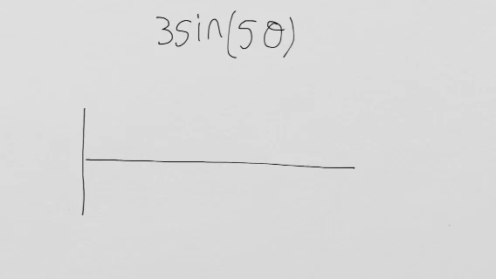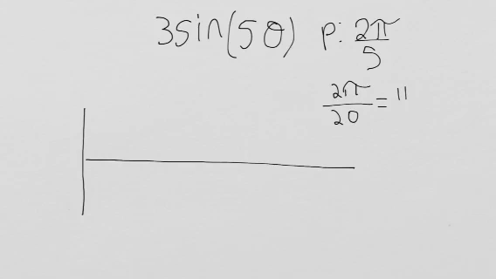Part A, 3 sine 5 theta. First thing we notice is the frequency is 5, which means that we have 5 cycles between 0 and 2 pi, which means that we have a cycle every 2 pi divided by 5 radians, which means that our tick marks that we make to split our period into sections of 4 is going to be 2 pi divided by 5 divided by 4, which ends up being 2 pi divided by 20, simplifies to pi over 10. So we say we have a tick mark of pi over 10.